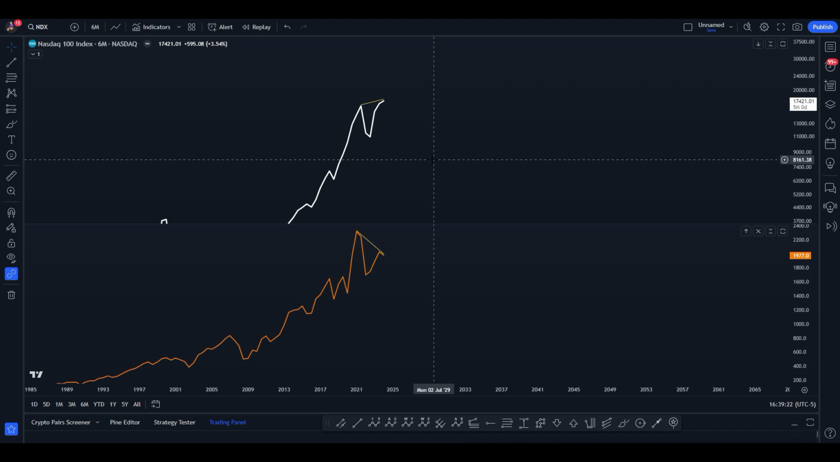Me personally, I wouldn't buy any of this market if I had all the money on the earth. I wouldn't buy it with Warren Buffett's money.